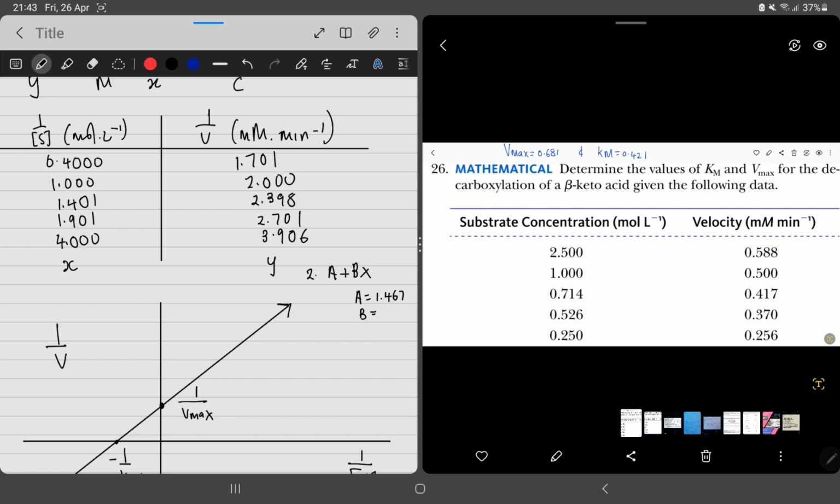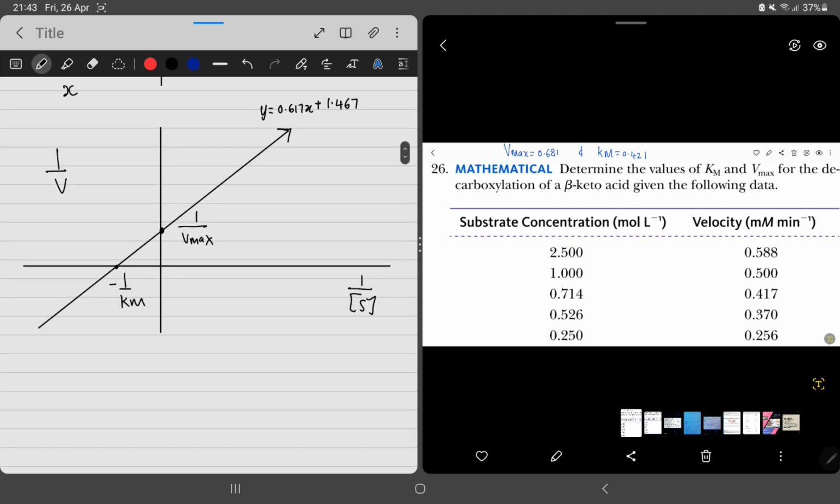and then you'll do the same thing again. Press AC, shift 1, 5, number 2. This is going to give you your value of B, which is 0.617. Now you have the equation of the straight line, which is y is equal to 0.617x plus 1.467.